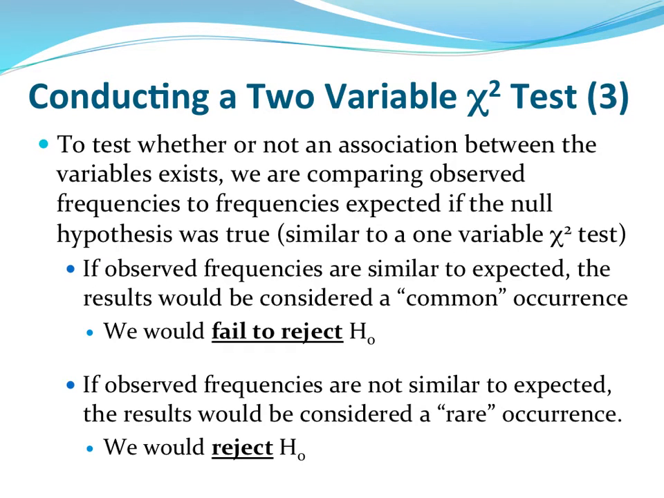To test whether or not an association between the variables exists, we are comparing observed frequencies to frequencies expected if the null hypothesis was true, similar to what we did in a one-variable chi-square test. If the observed frequencies are similar to the expected frequencies, the results would be considered a common occurrence and we would fail to reject the null. If the observed frequencies are not similar to the expected frequencies, the results would be considered a rare occurrence and we would reject the null.